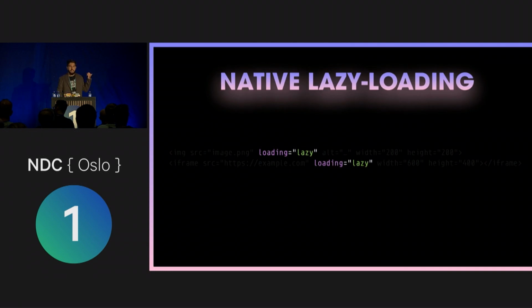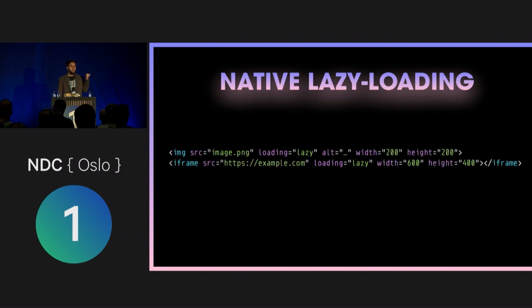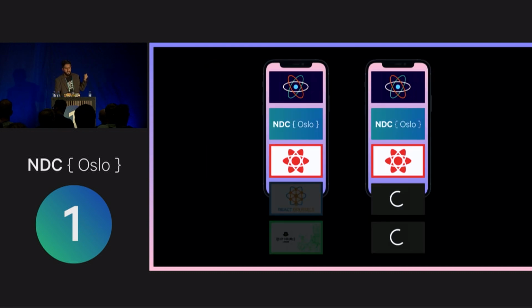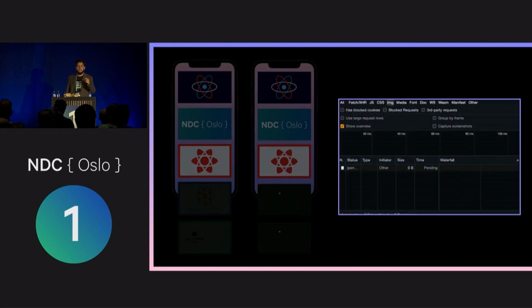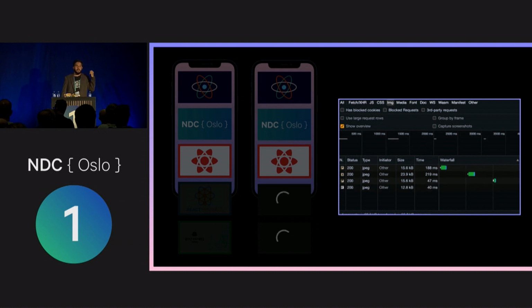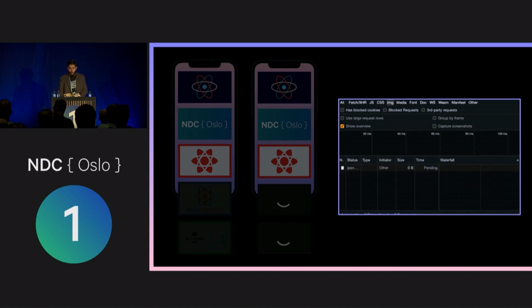So it looks like this. Again, an attribute that you can say loading equals lazy. And for now, you can use that with images and iframes. And basically, it works like this. If you have something that is off the screen, if you don't use that, you would probably be downloading that. If you use that, then you'll see that these contents, for example images, are only going to be downloaded in the network tab as you scroll and as they become available in the viewport.